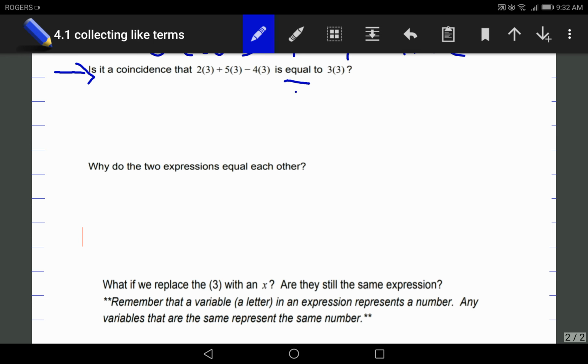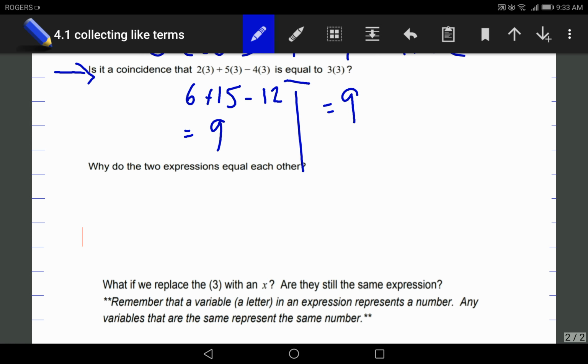2 times 3 is 6. 5 times 3 is 15. And then minus 4 times 3 is 12. Let's see what that equals, okay? So we've got 21. 6 plus 15 is 21. Minus 12 is 9. And let's take a look at now my other side. 3 times 3 is what? Also 9. Is that a coincidence?